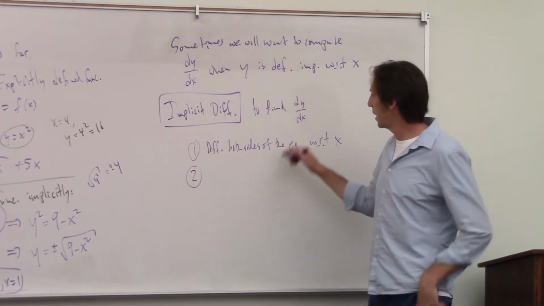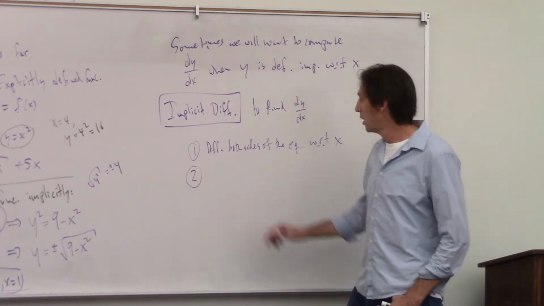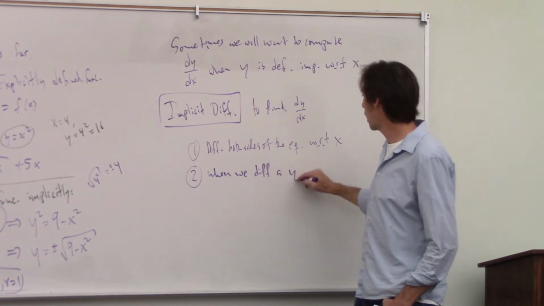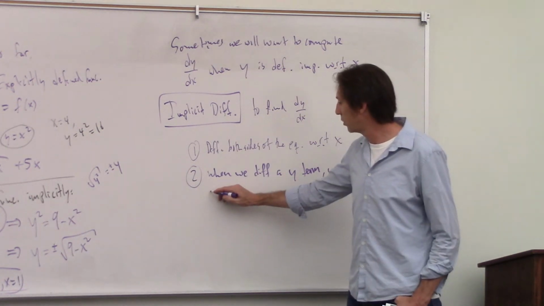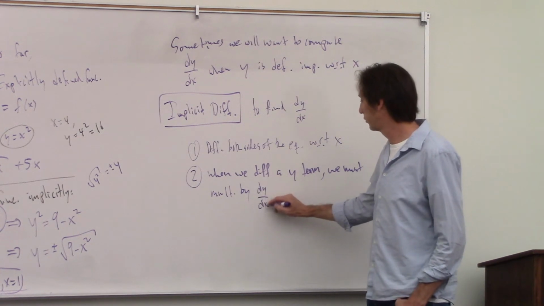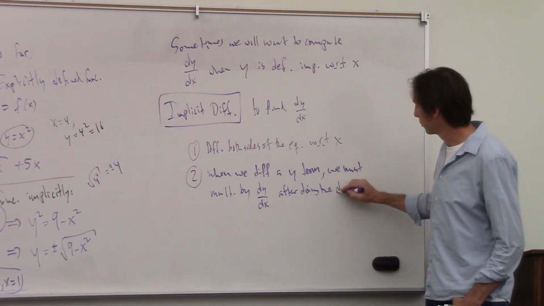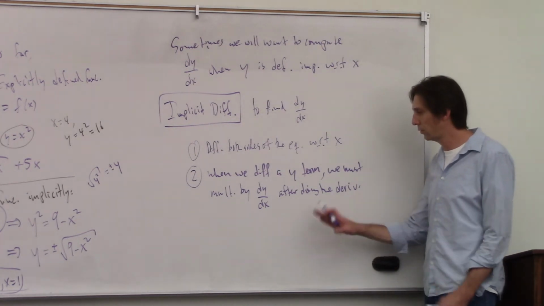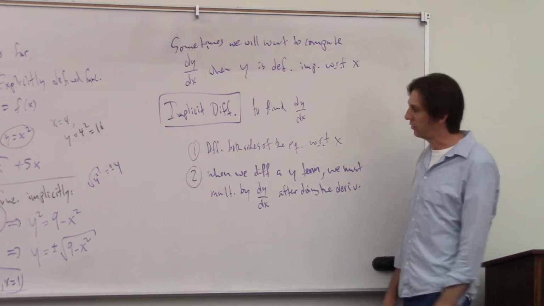But when we come to an occurrence of y, we have to remember that y is a function of x. And so when we differentiate a y term, say, we must remember to multiply by dy dx after doing the derivative, as we normally would. Okay, and the reason for this is the chain rule. Okay, the chain rule is what forces us to need to multiply by the derivative of y with respect to x in this step.